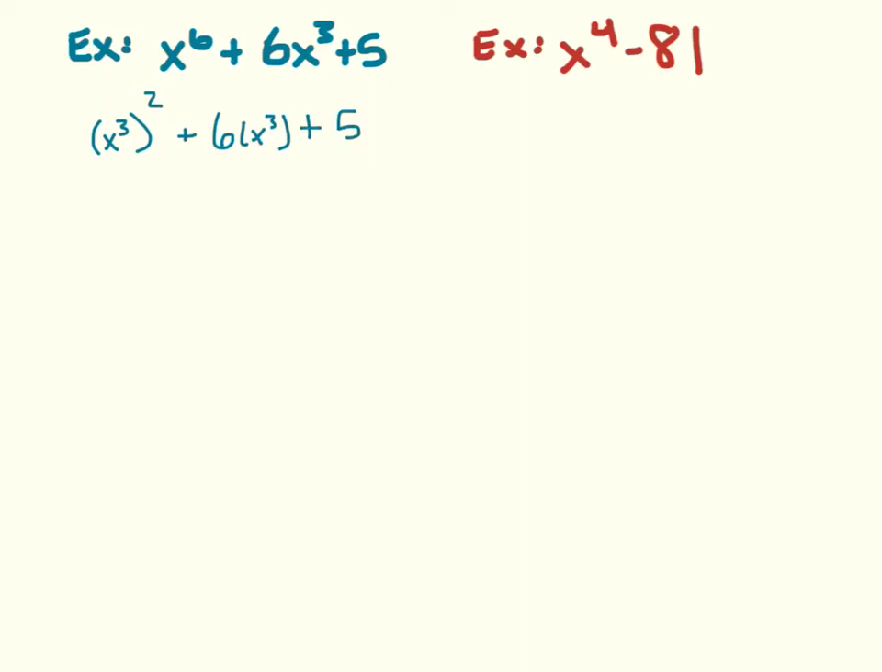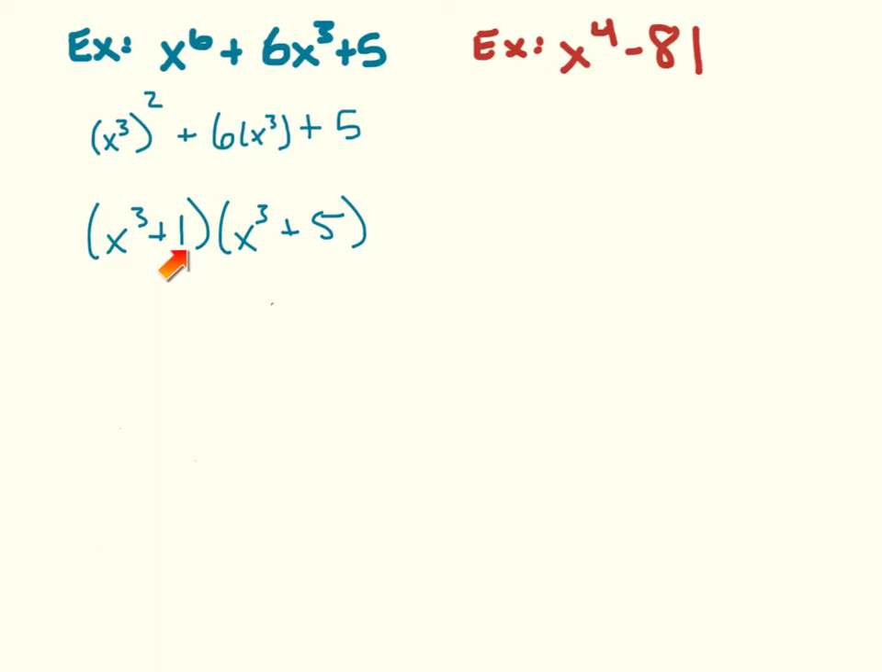So I need two numbers that multiply to 5 and add to 6. 5 and 1. Okay, so 5 and 1 multiply to 5 and add to 6. But instead of x plus 1 and x plus 5, this time we were dealing with x cubed, right? So this will be x cubed plus 1, x cubed plus 5. Alright, so now we have x cubed plus 5. 5 isn't a perfect cube. This isn't going to be a sum or difference of cubes. But 1 is a perfect cube, right?